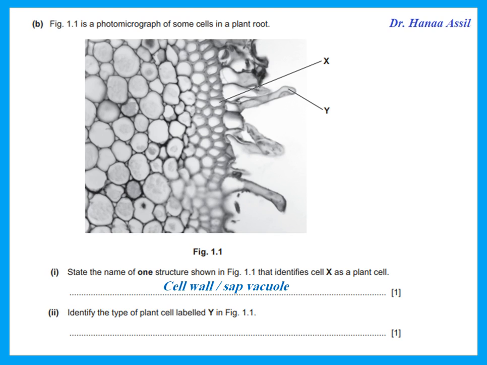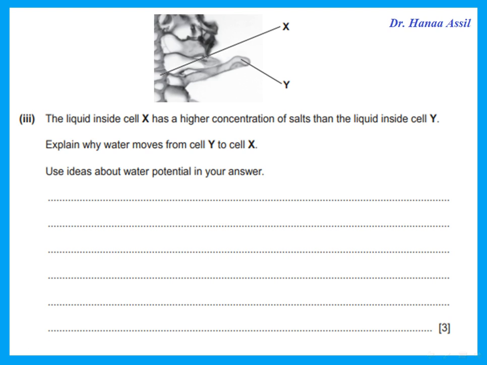Identify the type of plant cell labeled Y. Where is Y? Can you see what Y is? Y is the root hair cell. Then it says the liquid inside cell X has higher concentration of salts than the liquid inside cell Y. Now explain why the water moves from Y to X.